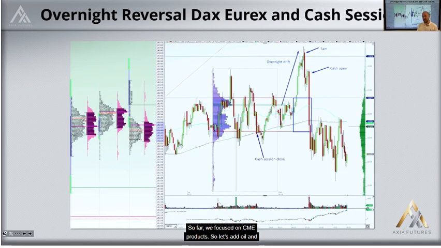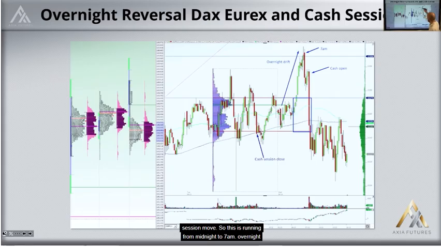So far, we focused on CME products, so I looked at oil and S&P. And what I talked about at the very beginning with initial balances is the idea that the Europeans, or Eurex products, have a distinct pickup in volume at 7 and then even more so at 8. This is what you see here. So whilst the 8 o'clock volume kind of dwarfs the 7, the 7 o'clock volume is notably larger than what has preceded it. So what you can have then, and what you have here, is an overnight session move.